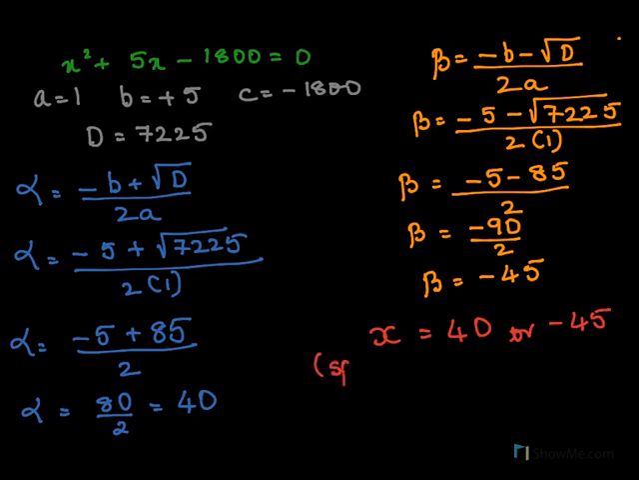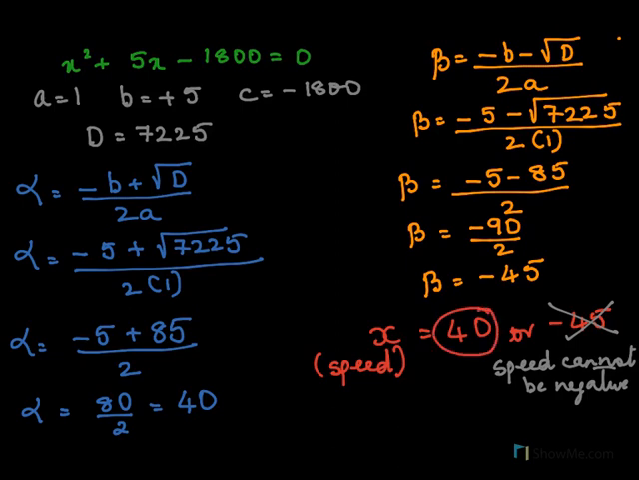If we go back, we have taken x as our speed. So x could be 40, and speed cannot be negative. So we ignore this. Why? Because speed cannot be negative. So we will just take 40. So for our answer now, our answer is the speed of the train in the beginning. Speed of the train is 40 kilometers per hour.